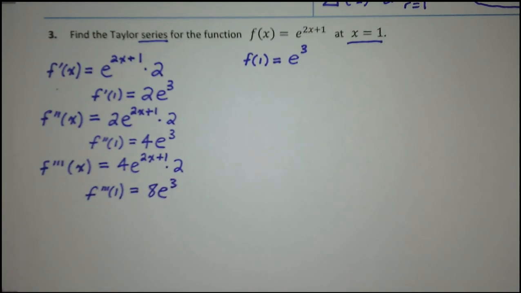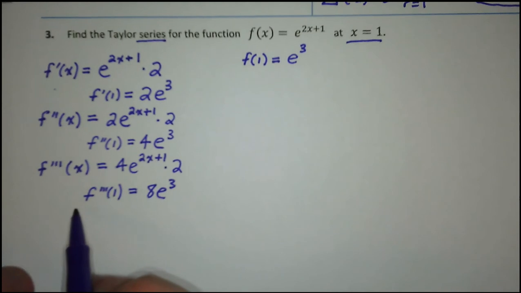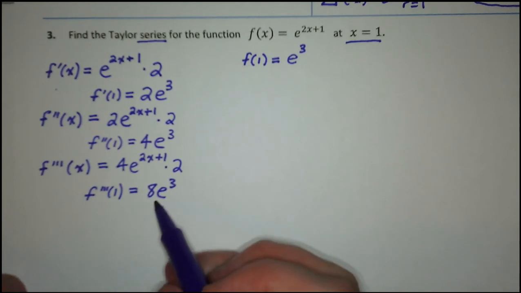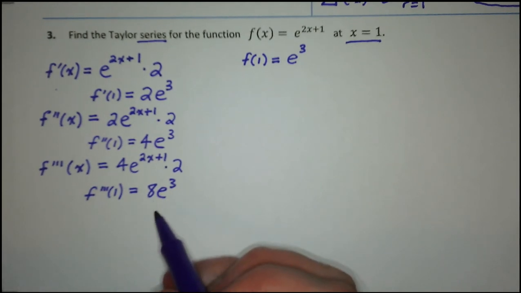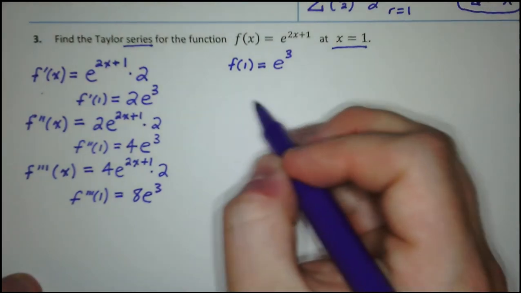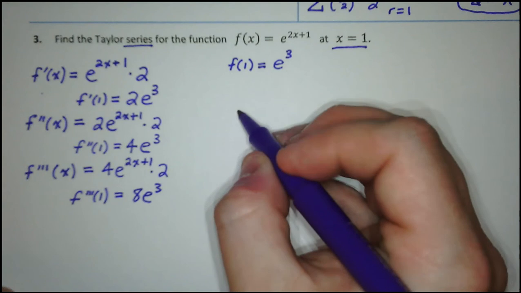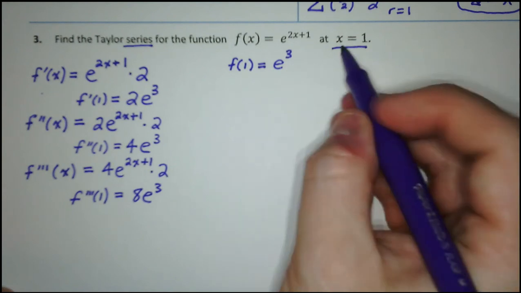And that's how things are going to play out. If we took the fourth derivative, I can pretty much bet that we're going to get 16 e to the 3rd. Anyway, so the first handful of terms, let's see, to go, oh, here we go.